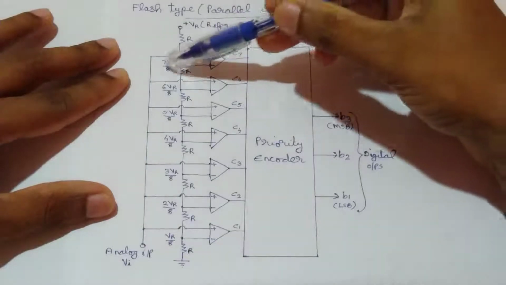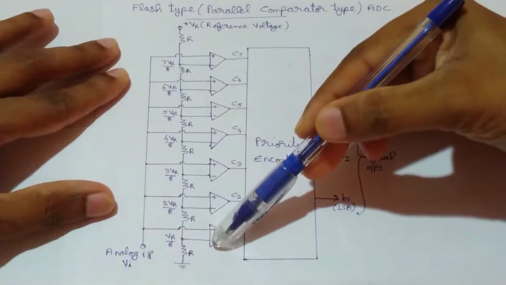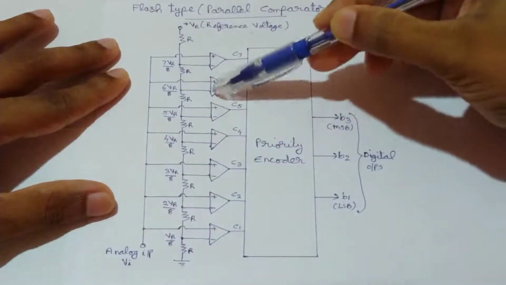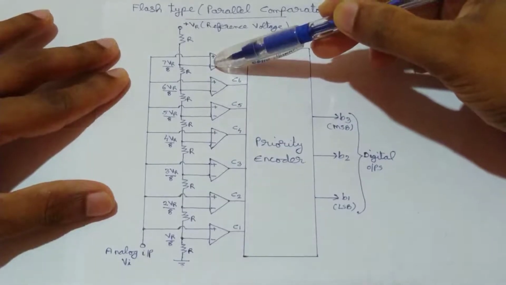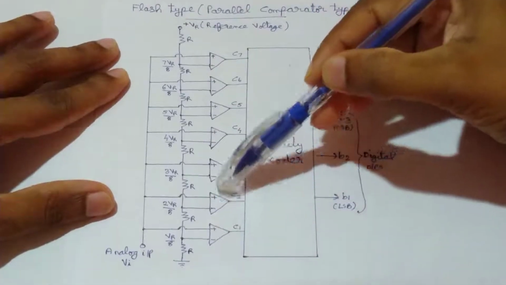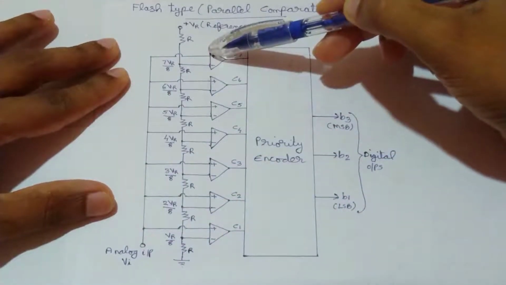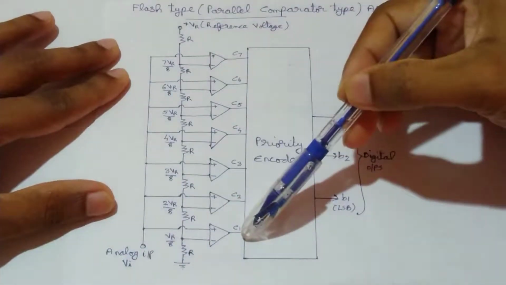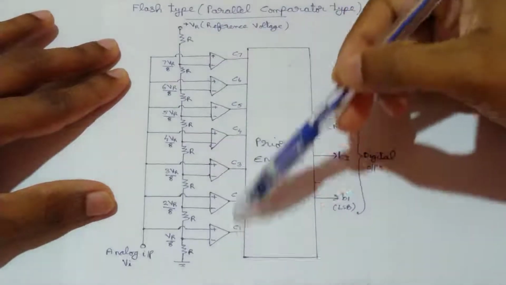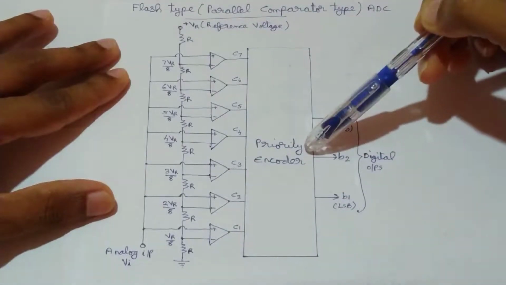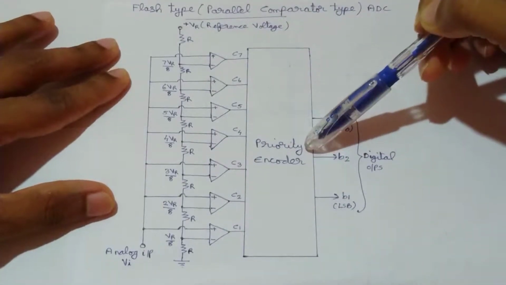So these reference voltages are applied to the inverting terminals of the comparators, and to the non-inverting terminal the unknown analog input voltage is applied. Then the outputs of these comparators are applied to a priority encoder.